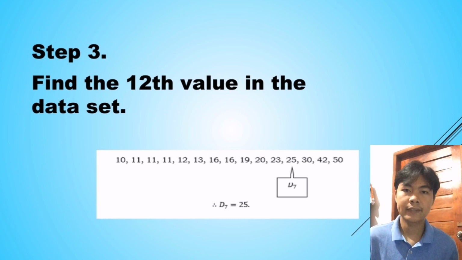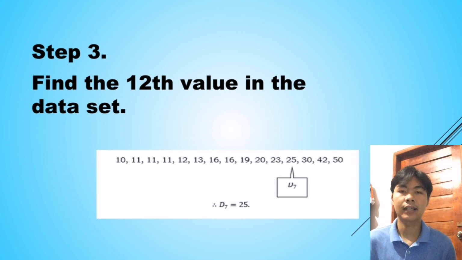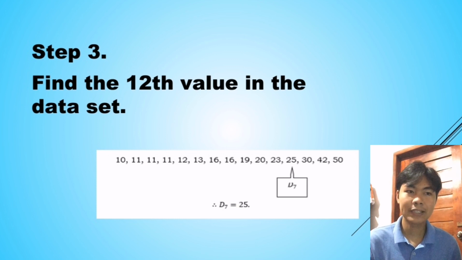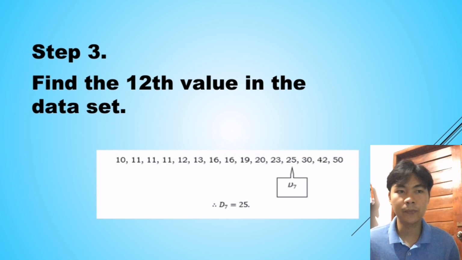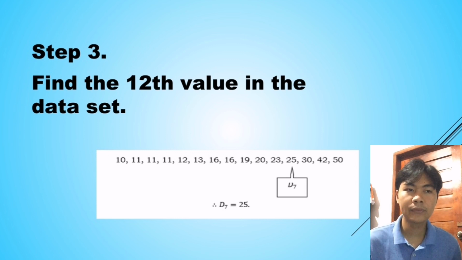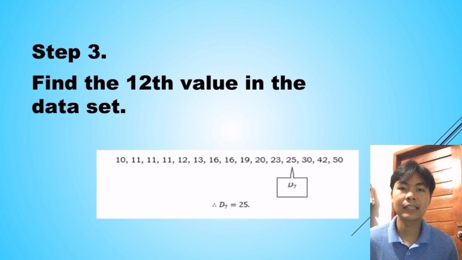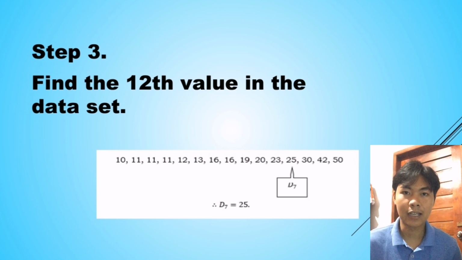Now for our third step, we need to find the 12th value in the dataset. So kailangan nating hanapin yung pang number 12 doon sa dataset natin. So kailangan nating bilangin yung dataset natin. And as you can see here on our figure, yung pang number 12 natin is yung 25. Ibig sabihin, yung decile 7 natin ay nag-a-under kay 25. Okay, so ganun lang kadali sundan yung formula natin step-by-step in getting the deciles of ungrouped data.